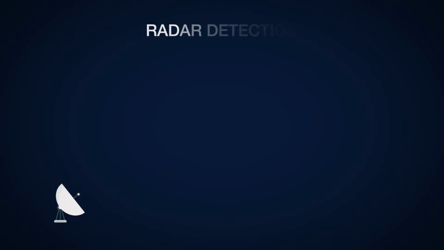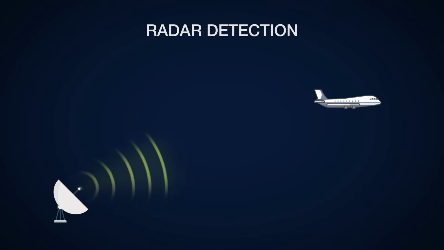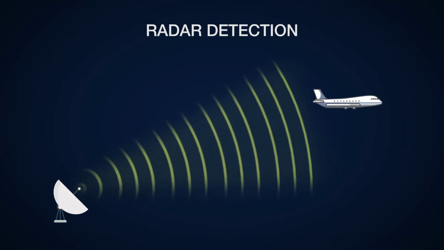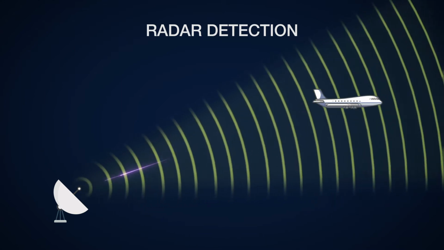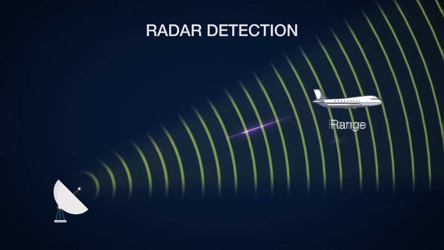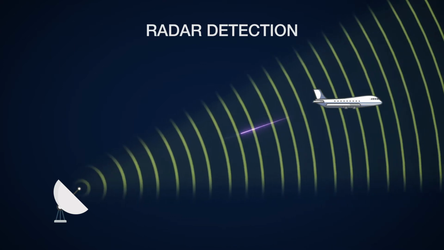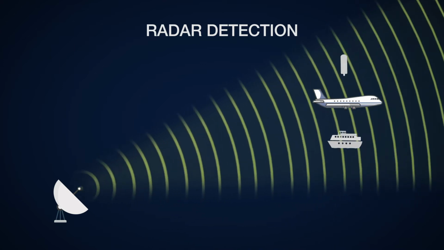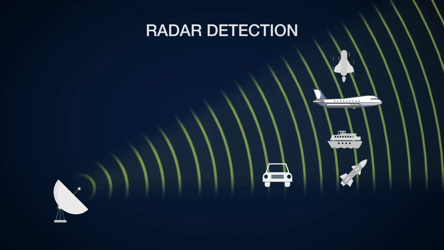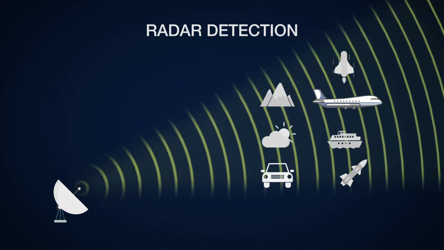Radar is a detection and ranging system that transmits radio frequency pulses to objects, receives the reflected signals, and uses them to determine the target's range, angle, and velocity. Radars are used to detect aircraft, ships, spacecraft, guided missiles, motor vehicles, weather formations, and terrain.